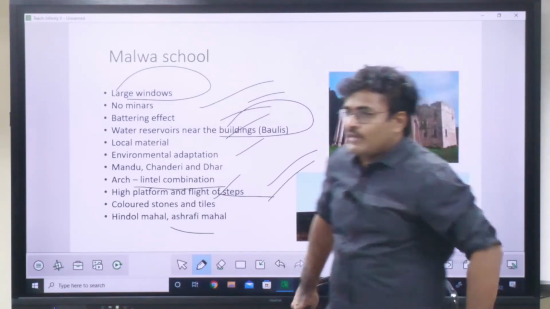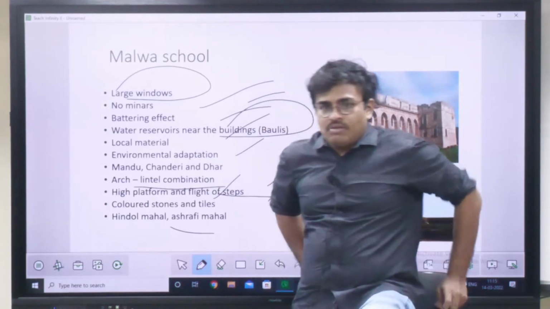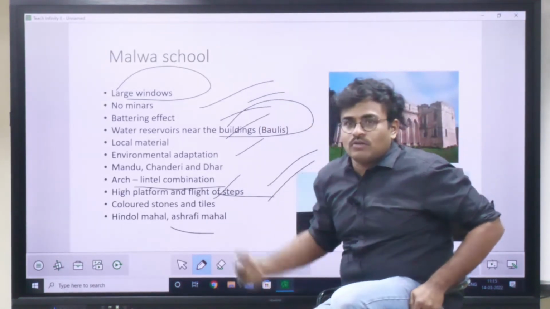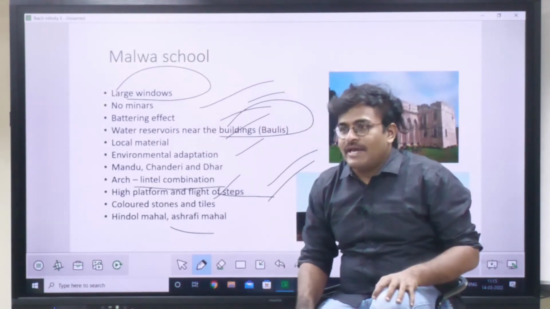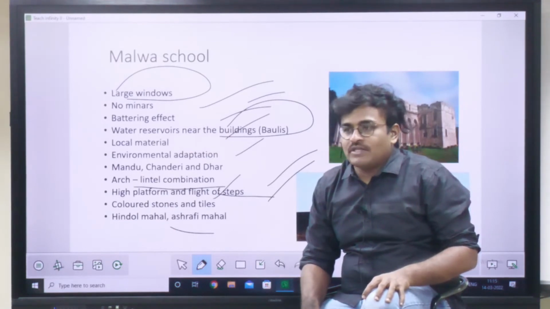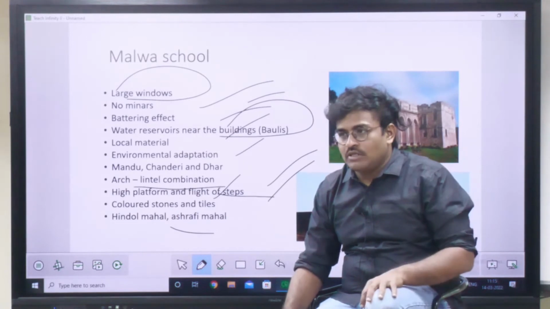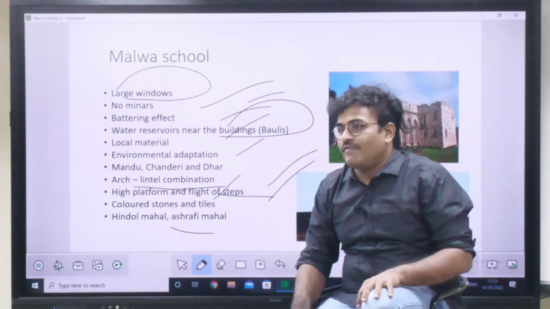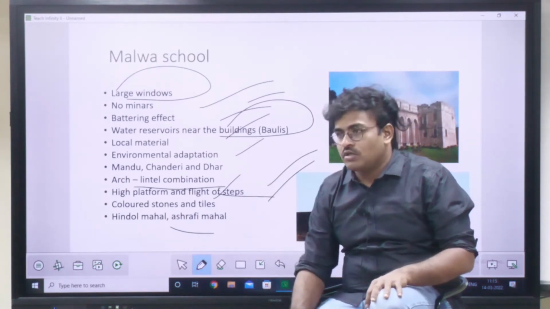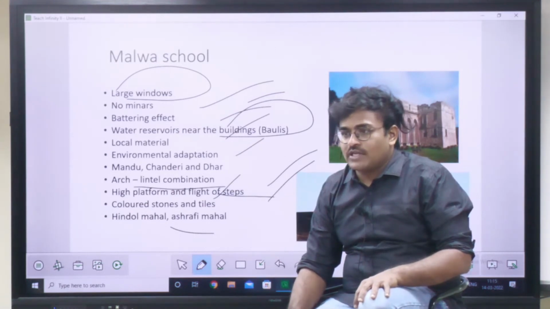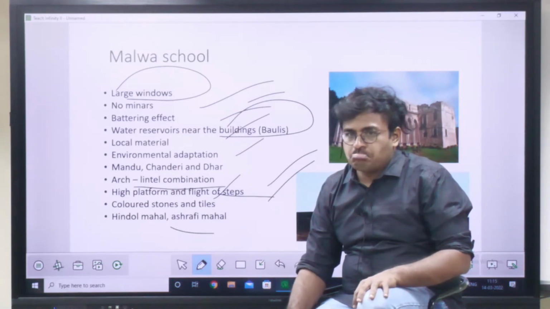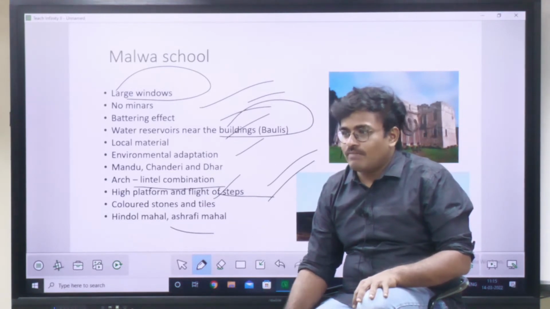Baj Bahadur Roopmati story I talked about. Remember? Two lovers, and Malwa was invaded by Akbar and one of his brothers. What he did is he tried to capture this Roopmati and she committed suicide. And Baj Bahadur later became a famous musician in Akbar's court, for which his brother was killed. You remember the Roopmati Baj Bahadur story? So both of them belong to the same region.